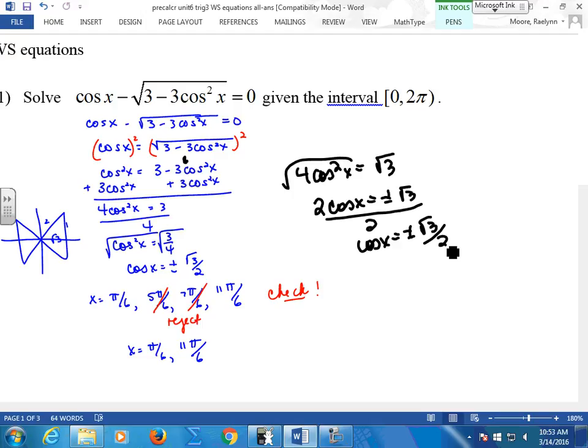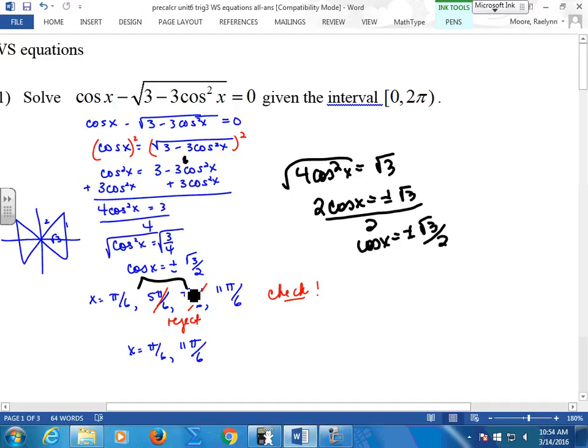So lay out the first quadrant. I have a 30-degree angle. So I know all my solutions from 0 to 2 pi: pi over 6, 5 pi over 6, 7 pi over 6, 11 pi over 6. You're going to have to check these. It's the ones that will become negative that won't work. So cosine is positive in 1 and 4. Cosine is negative in 2 and 3. That's why these two didn't work.